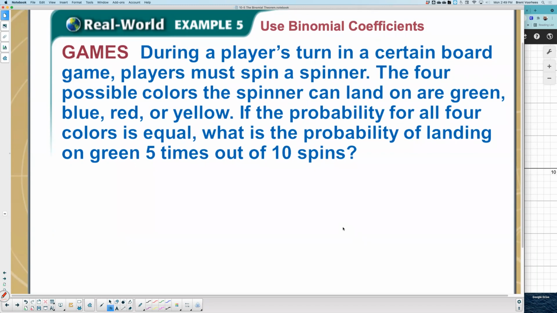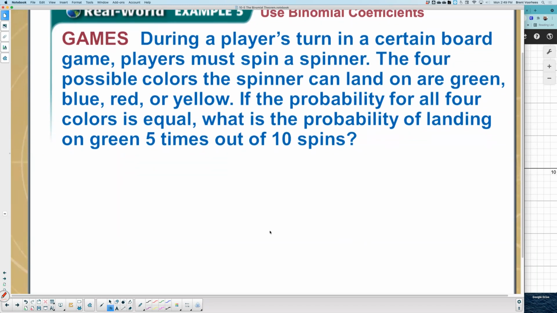So it says during a player's turn in a certain board game, players must spin a spinner. The 4 possible colors the spinner can land on are green, blue, red, or yellow. If the probability of all 4 colors is equal, what is the probability of landing on green 5 out of 10 spins? So we're now getting into gambling, real world. It makes it a lot easier because the numbers start to make more sense.